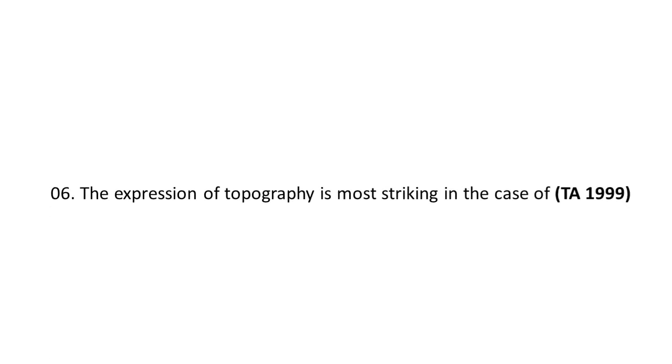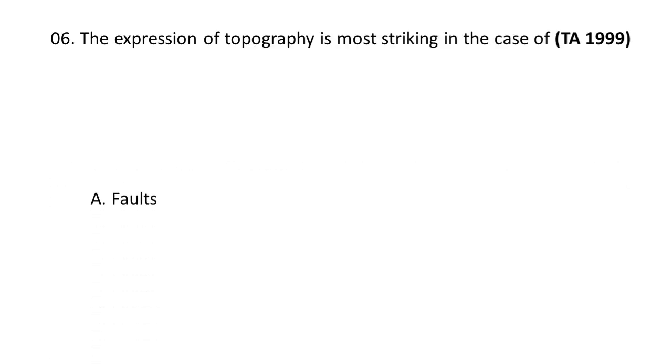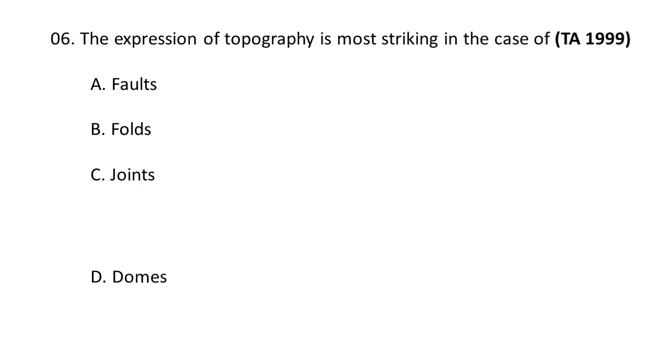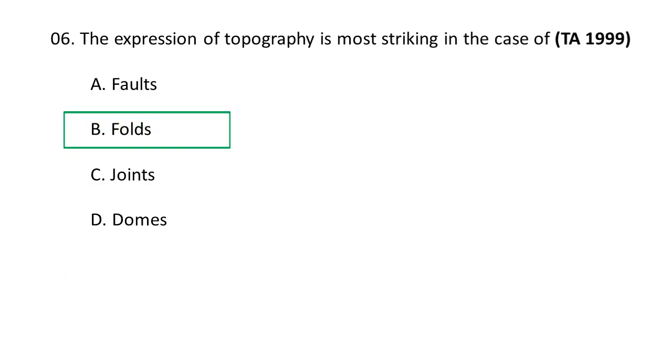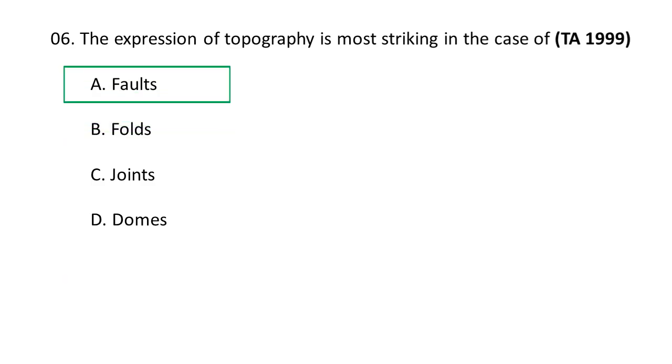Next question. The expression of topography is most striking in the case of A. Faults, B. Folds, C. Joints, D. Domes. The expression of topography is most striking in the case of faults. The topographic expression of faults is most striking in the form of fault scarps, which are surface features that can range from small slopes to high rock escarpments. Fault scarps are caused by the differential erosion of rocks with different resistance levels, as well as the displacement of the land surface by movement along the fault. So A, faults, is the correct option.